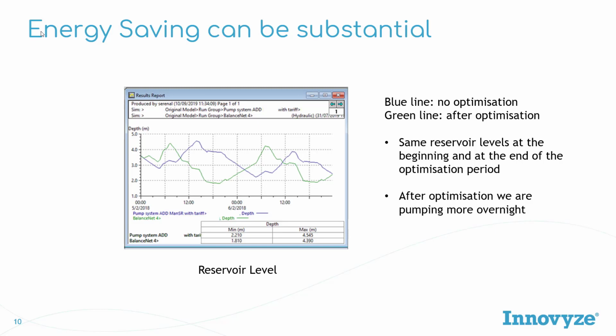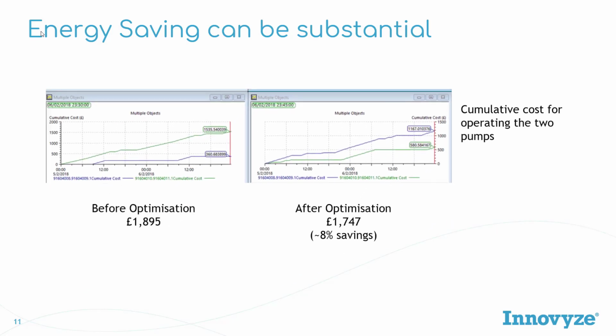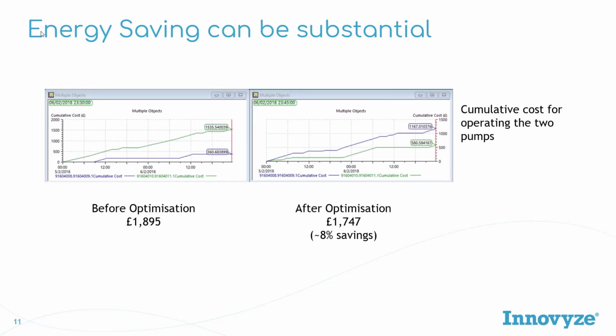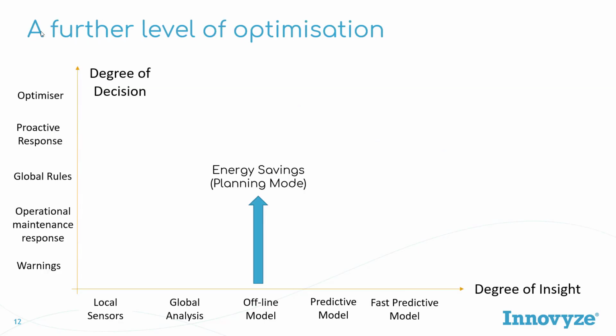basis. If we then look at the cumulative cost for the two pumps that we are trying to optimize, you can see that after the optimization, we managed to gain a 7 to 8% saving, which is a lot considering the electricity cost that the water utility normally pay on a yearly basis to operate the network. This is therefore a good achievement, but there is a further level of optimization that can be achieved.